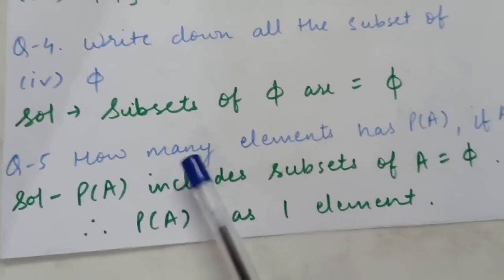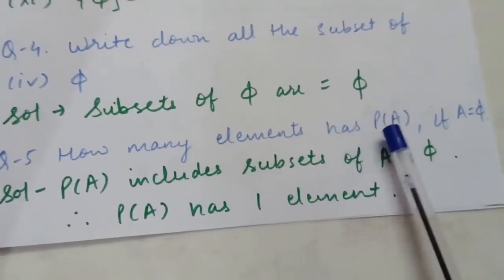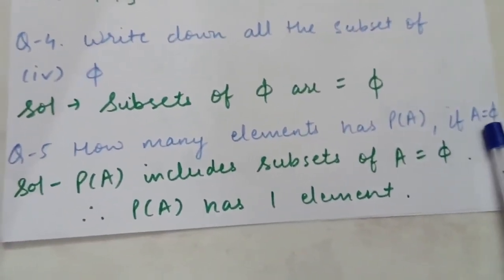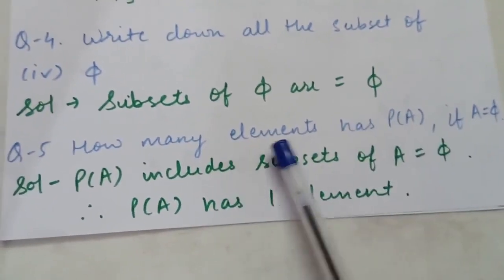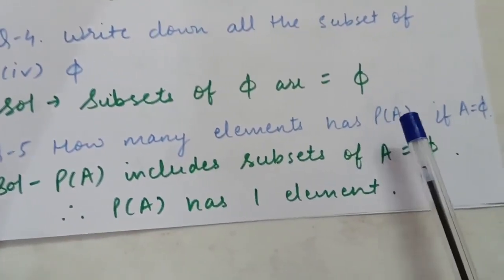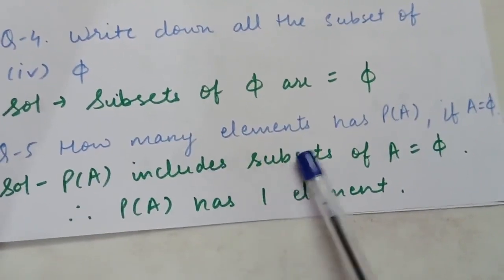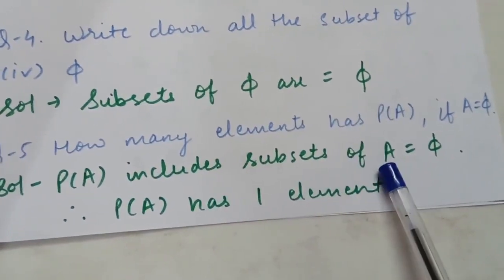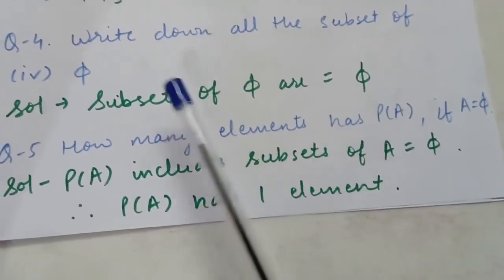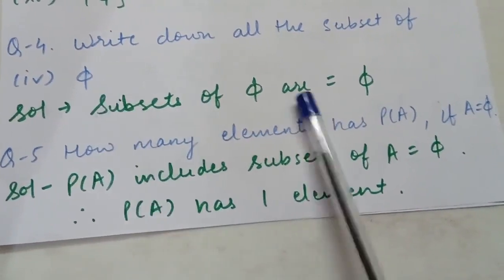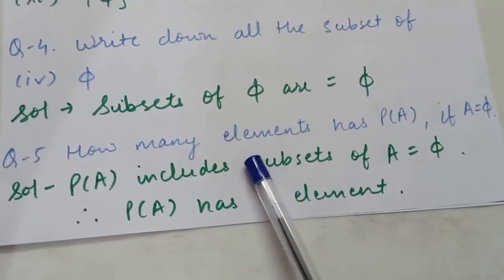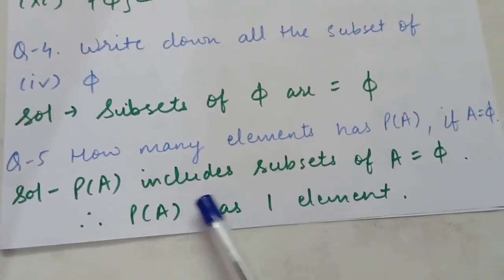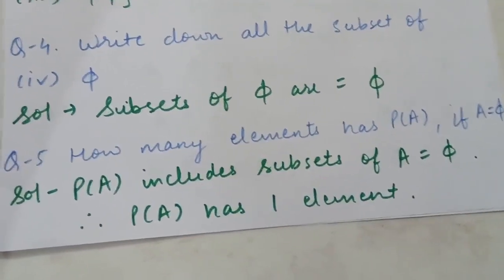Next is question number 5. How many elements has the power set of A if A is equal to the empty set? If set A is given as the empty set, they are asking how many elements there will be in the power set of A. So the power set of A includes the subsets of A. What is the power set of A? The collection of all the subsets of A, right? As we have seen in the above question, the subset of the empty set is just the empty set. So the power set of A will contain only one set. So the power set of A has one element. Clear?